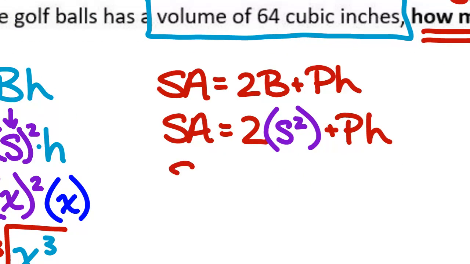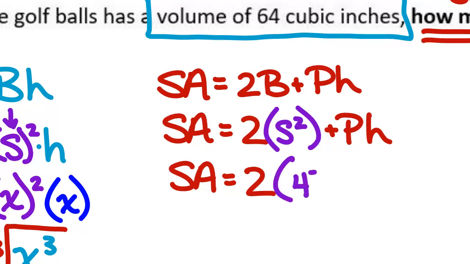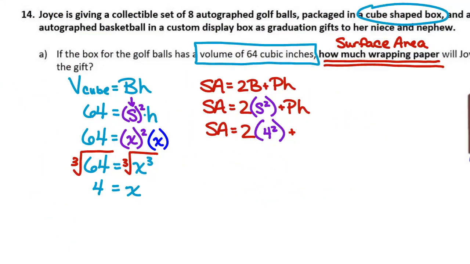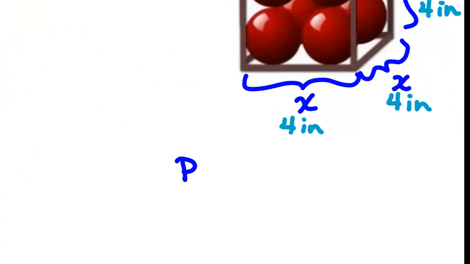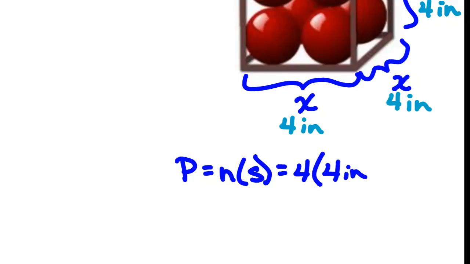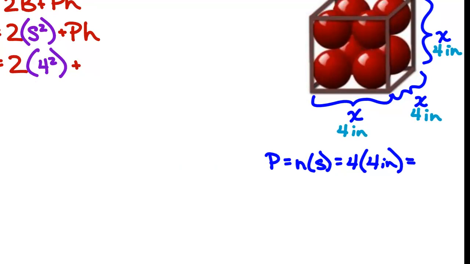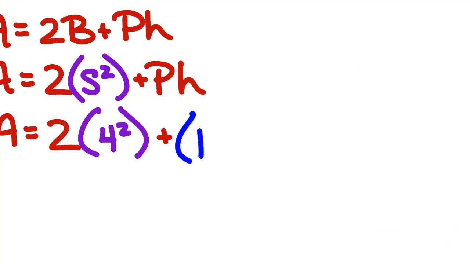And how big did we figure out the sides are now? 4. So 2 times 4 squared plus, now I need the perimeter of the base. You said it's a square, which means it's a regular polygon. We have how many sides on our square? 4, and each side is how big? 4 inches. So what is 4 times 4 inches? 16 inches for our perimeter. So 16 times the height, which is 4.